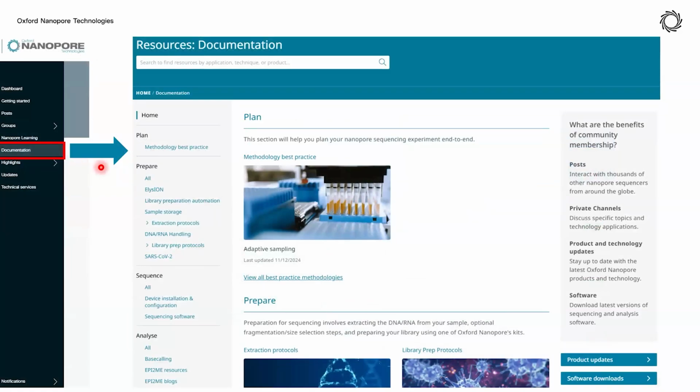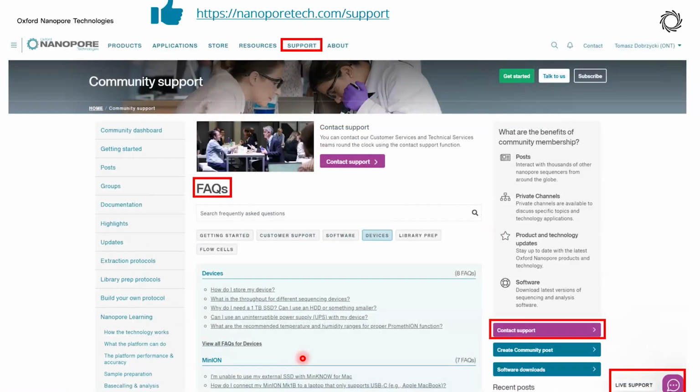And in the documentation section, specifically if you type cfDNA here, you will get all the relevant information which is publicly available from Nanopore related to cfDNA sequencing. So that's quite a useful tool. And also there is community support, where questions are posted. And there is an FAQ section. Quite relevant information can be obtained here.